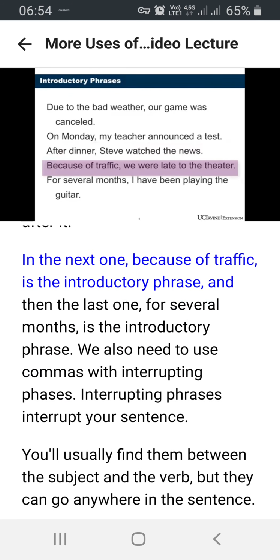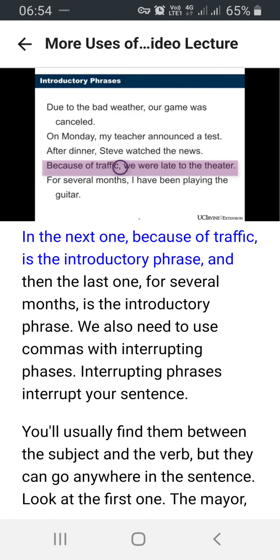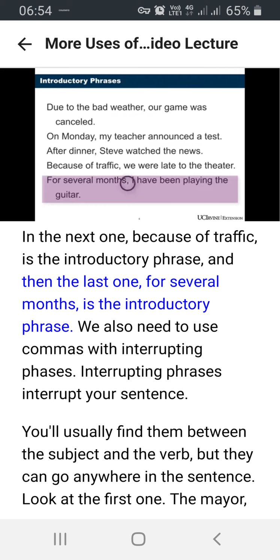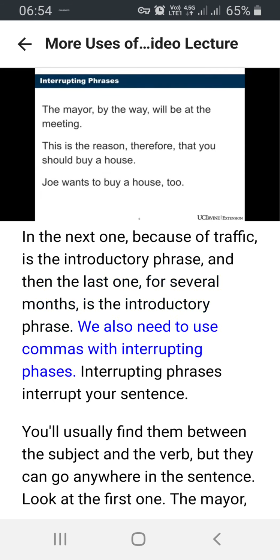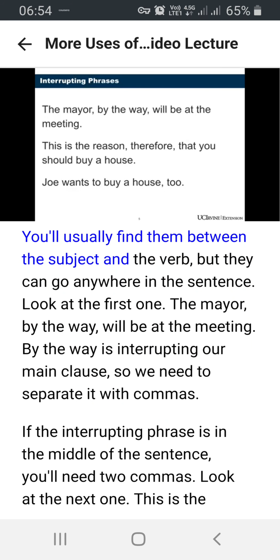In the next one, because of traffic is the introductory phrase. And in the last one, for several months is the introductory phrase. We also need to use commas with interrupting phrases. Interrupting phrases interrupt your sentence. You'll usually find them between the subject and the verb, but they can go anywhere in the sentence.